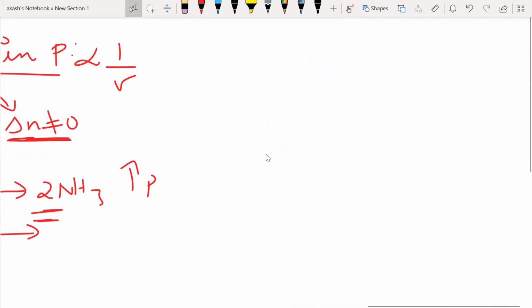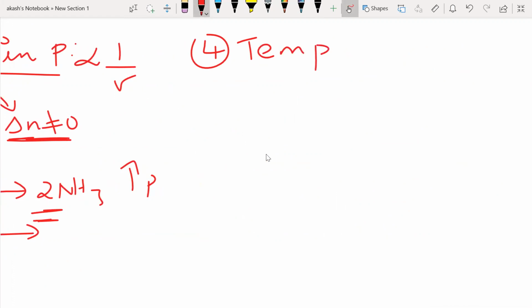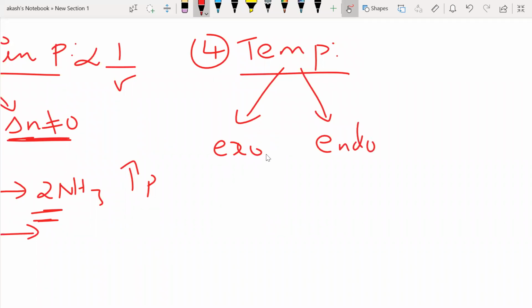The next one. The next one, what is the temperature? Definitely, right? Increase or decrease in temperature. Now here, I have to see it in two different ways, but not in terms of delta n, whether the reaction is exothermic or endothermic. Depending on that, you will have different effects.